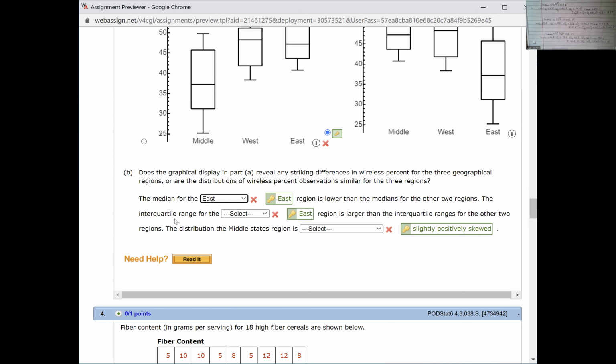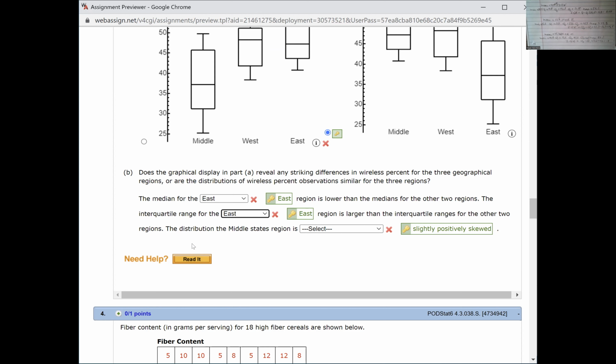And the quartile range. Okay, now let's look at the interquartile range. The interquartile range is over here. So the interquartile range for the West was 9.35. I don't know if you can read that. And the one for the East was 14.5. And the one for the middle was 13. So the one for the East is larger than the other two.